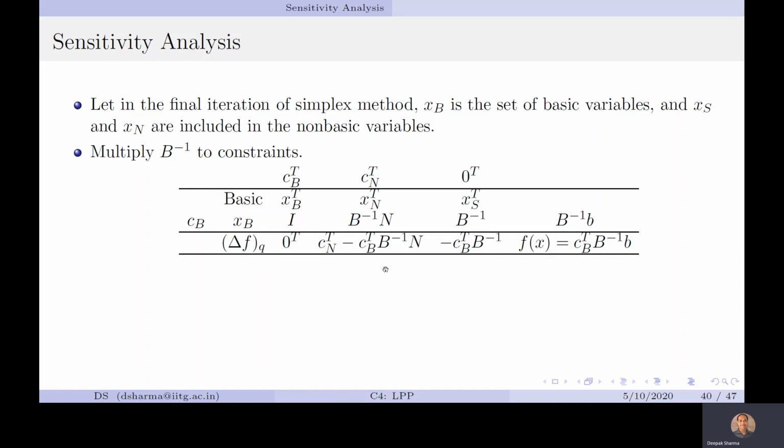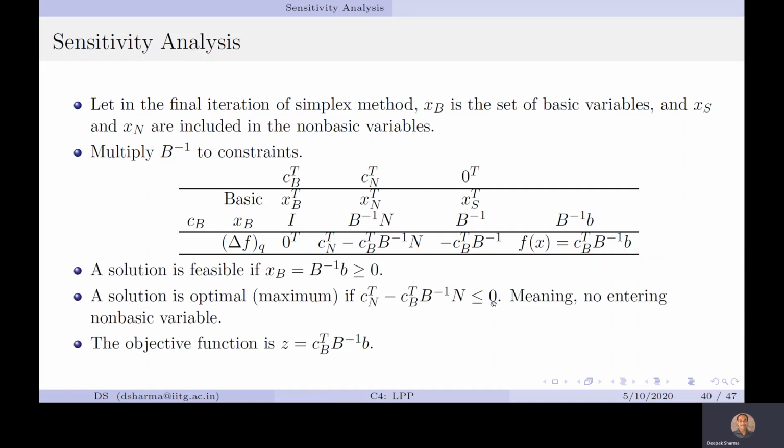So we have to calculate only for non-basic variables. As you know, look at the top: Cn transpose minus CB B inverse N. This is what we are doing. Similarly, for the slack variable, it is minus CB transpose B inverse. And if I have to find the function value, we know that the first column of CB multiplied by B inverse b, that is the right hand side column, gives us the function value. So this is exactly the same operations which we did with the simplex method.